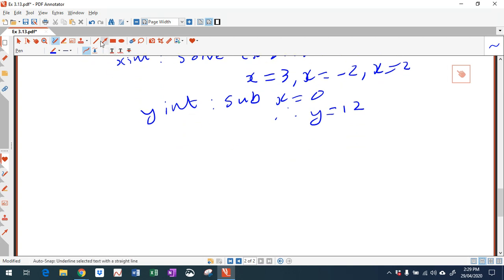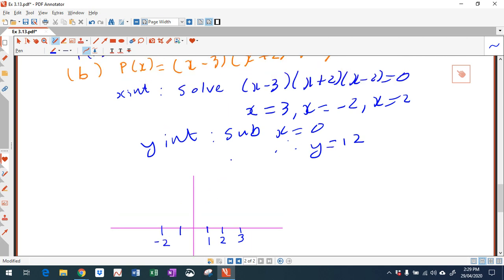Okay, so let's draw the axes in, put some numbers. So what have we got? We've got to go up to 3. 1, 2, 3. And there's 2, and there's 1. And we've got to go down to -2, so that's -2 there.